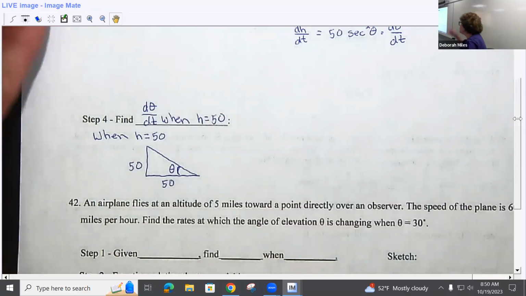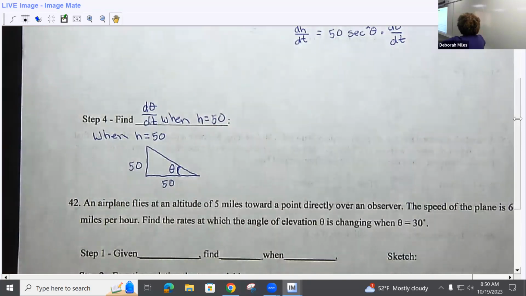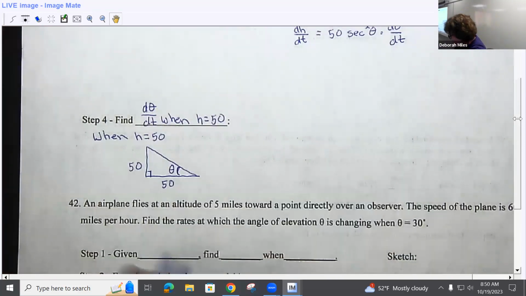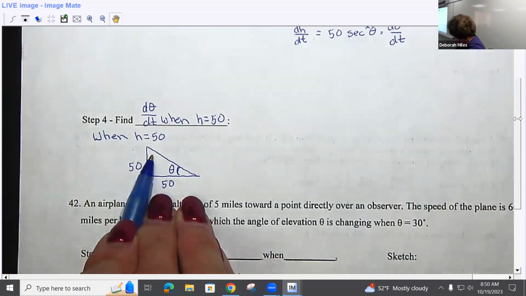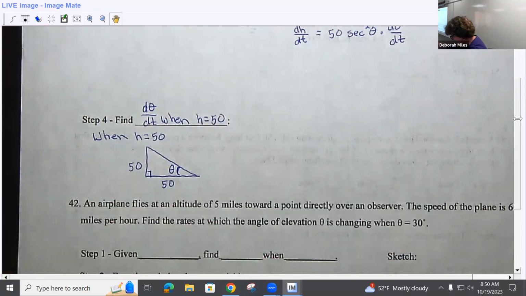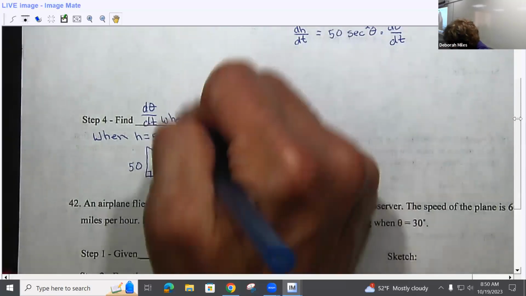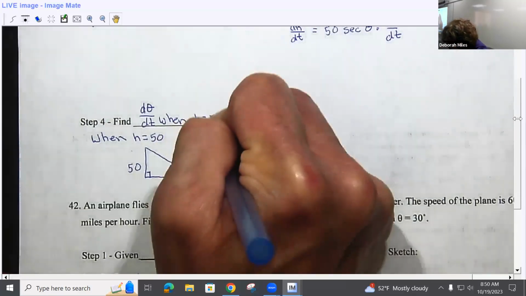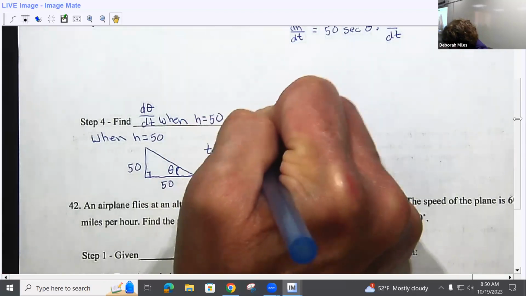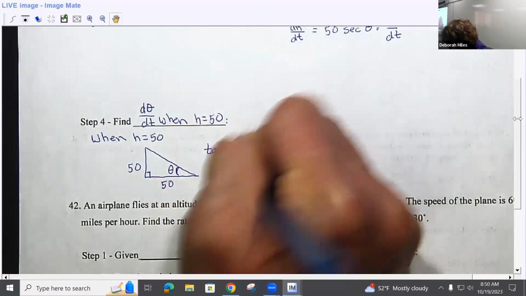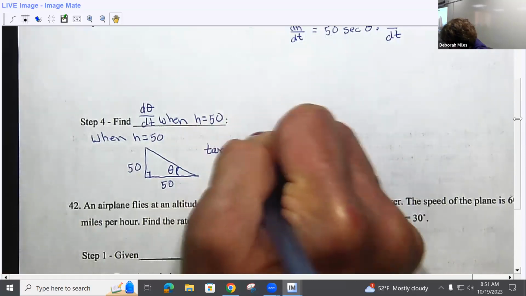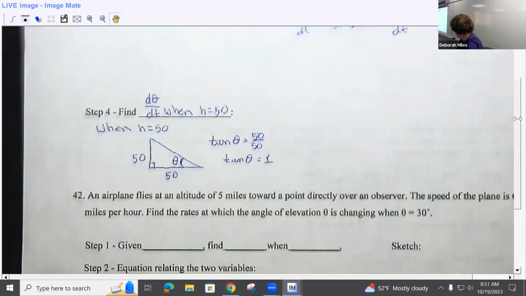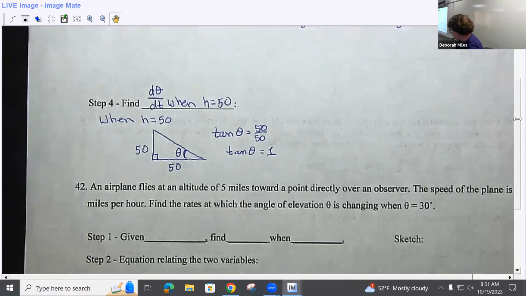Yes, yeah. You can pull something from geometry and go, oh, that's an isosceles triangle, right? That has to be 90, so that has to be 45, that has to be 45. That's fine. Now I get where you got that. That wasn't how my brain was working. My brain was saying tangent theta equals 50 over 50, or tangent theta equals 1. You're going to get the same answer.